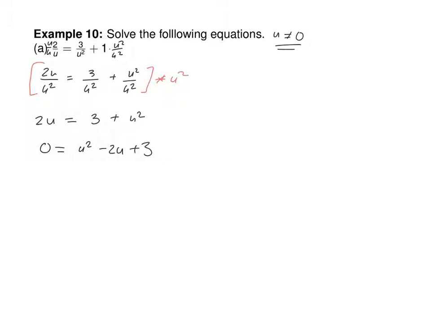I don't think that factors. Does that factor? Oh, no, it doesn't. Multiplies to 3 and adds to negative 2. Oh, wait. If it was negative 3, then it would factor, right? So now, do you want to use the quadratic formula, or do you want to complete the square? Complete the square. Let's complete the square, right?